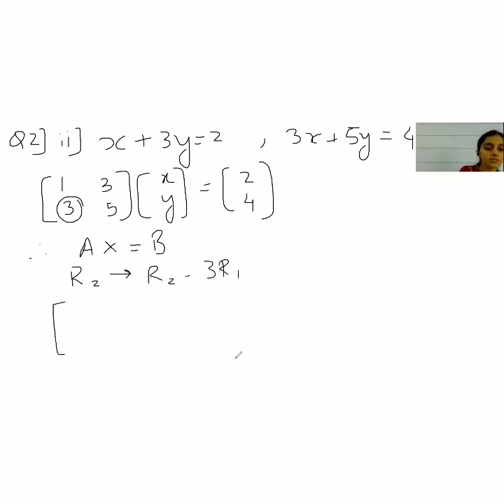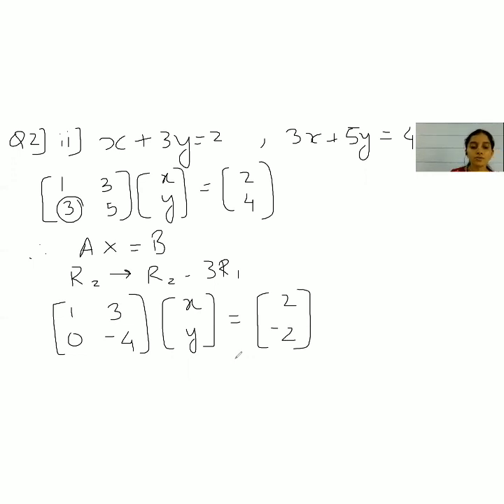Okay. So first row remains as it is, 3 minus 3 is 0, 5 minus 9 is minus 4. Okay. X, y as it is, and what will change is on the right hand side. So 2 as it is, 4 minus 6 is minus 2, right? Now what do we have to do? We have to perform the multiplication of the matrices on the left hand side. So I'll just solve it here. It will be x plus 3y is equal to 2, and the next one will be minus 4y is equal to minus 2. So y is equal to half.